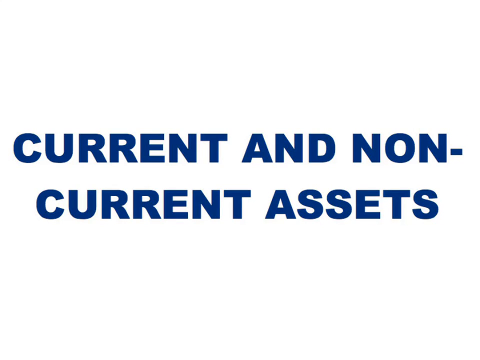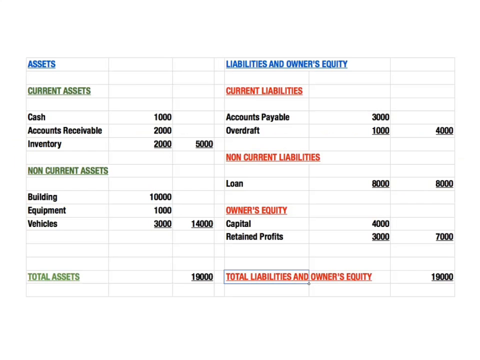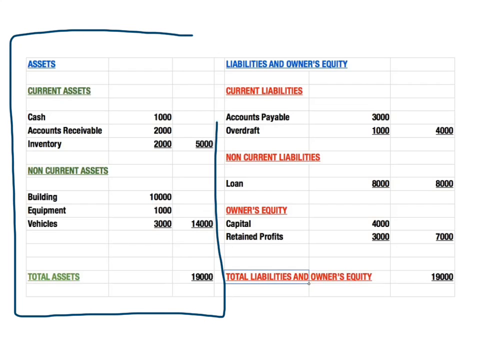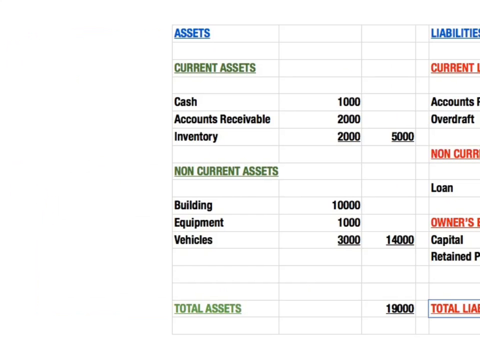This is one of a series of videos explaining balance sheets, and this particular one is going to be looking at the difference between current and non-current assets. So we are just looking at this side of the balance sheet, the total assets, which are made up of current assets and non-current assets.